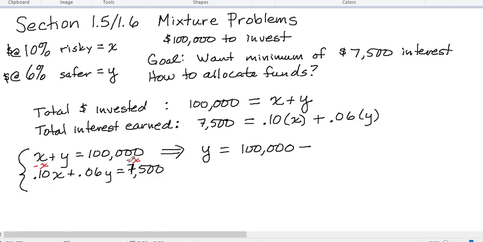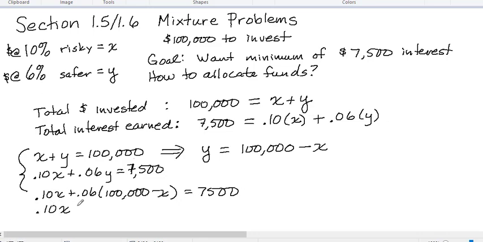100,000, take away X. And now that I have the Y isolated, wherever I see Y in the other equation, I can take 100,000 minus X and substitute it in its place. So my second equation becomes 0.10X plus 0.06 times, take out the Y, put in 100,000 minus X. Carry on with the rest of your equation, equals 7,500. I now have a single equation with only one letter, and that is solvable with algebra.